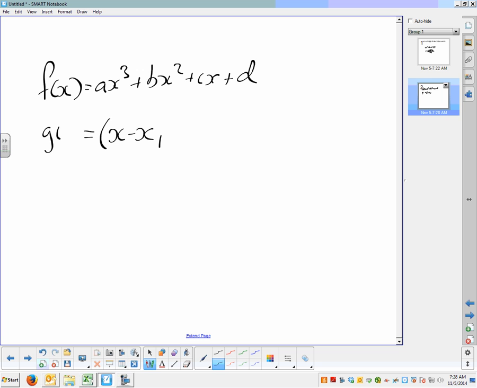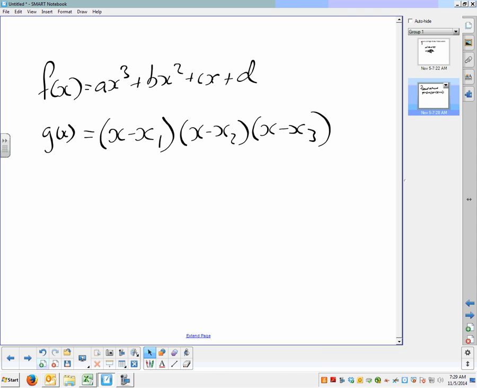Let's call it G, like this. That's a cubic with 3 roots. The main difference between G and F is that the coefficient of x cubed in G at the moment is equal to 1.